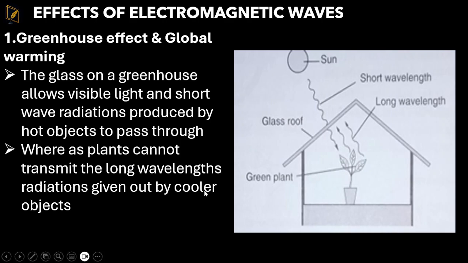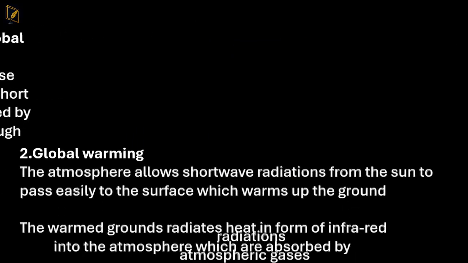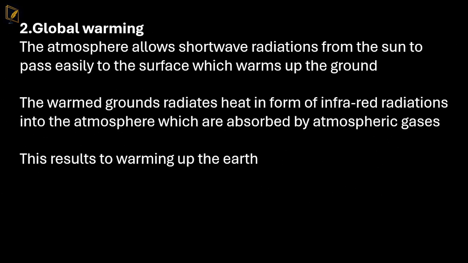So this is the diagram, with the sun as a hot object producing short wavelength which can enter inside, whereas the long wavelengths produced by the plants cannot pass outside, which means these short wavelengths are trapped inside, hence causing the greenhouse effect and global warming. So the greenhouse effect is just a matter of warming up the temperatures.